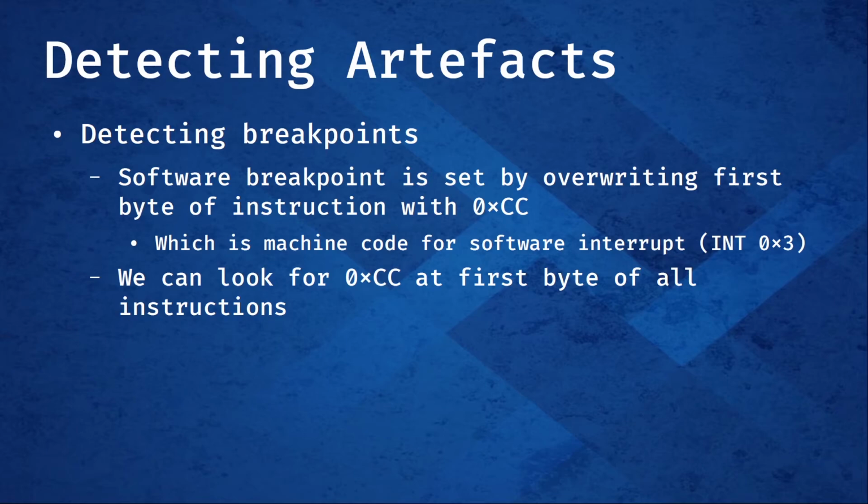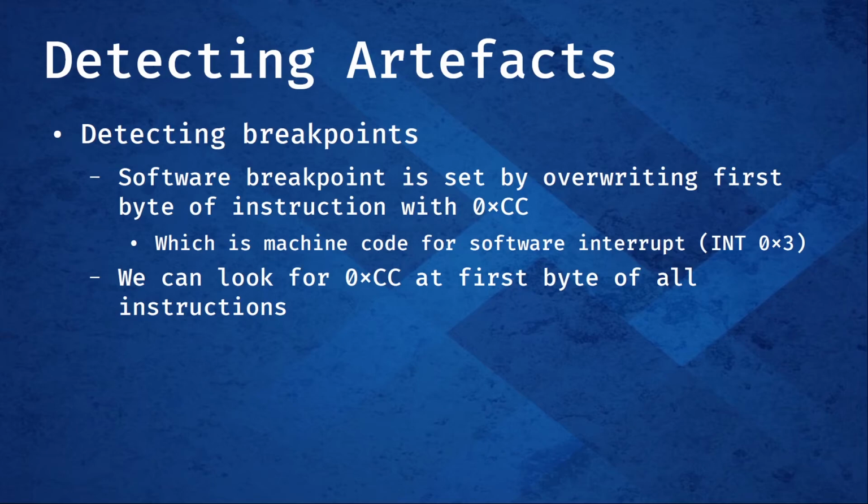So generally there are two types of breakpoints. One is called software breakpoint, one is called hardware breakpoint. Software breakpoint is generally implemented by overwriting the first byte with 0xCC, which is machine code for software interrupt int03. We could put a breakpoint by writing the full machine code for this instruction, which is 2 bytes, but since there is a single byte version available, generally we go with this one. Most of the debuggers are going to use 0xCC.